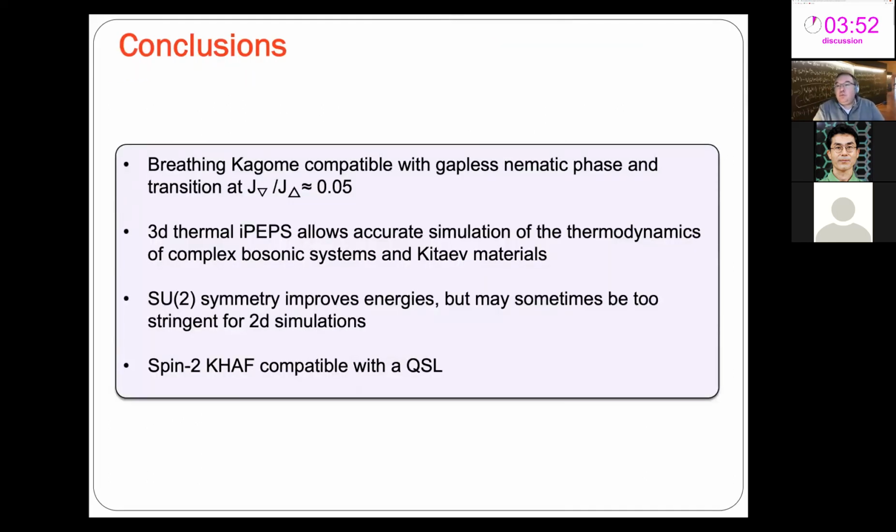Okay, so I see that we are in the discussion time. These are the conclusions. Essentially you can read them. I don't want to take more time. I know that it has been an intensive workshop, so thanks a lot for your attention.